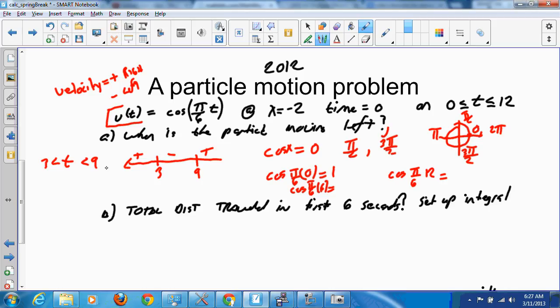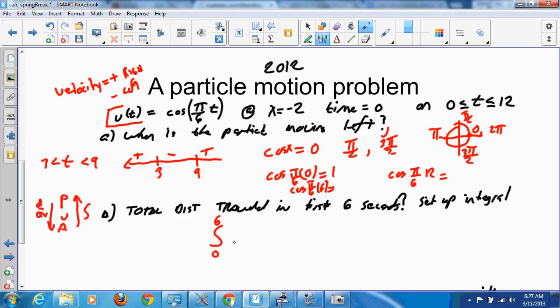Okay, the second part asks for the total distance traveled in the first 6 seconds. They want you to set up the integral but not to evaluate. So we know we have position, velocity, acceleration, and as we go this way, we're taking the derivative. When we go in this direction, we're going to take the integral. The integral is also the accumulation function, where it's basically adding up the distances.